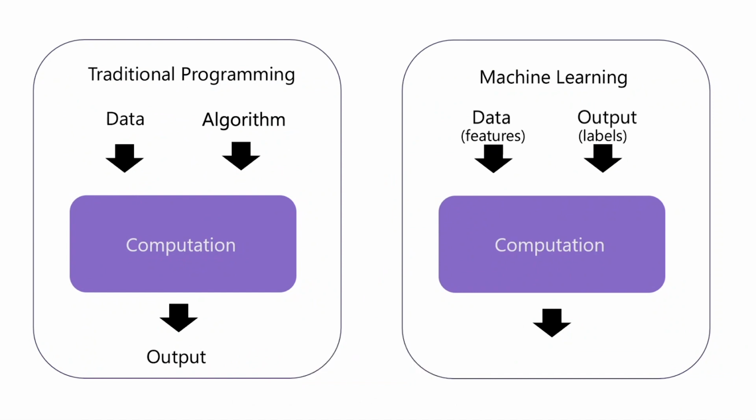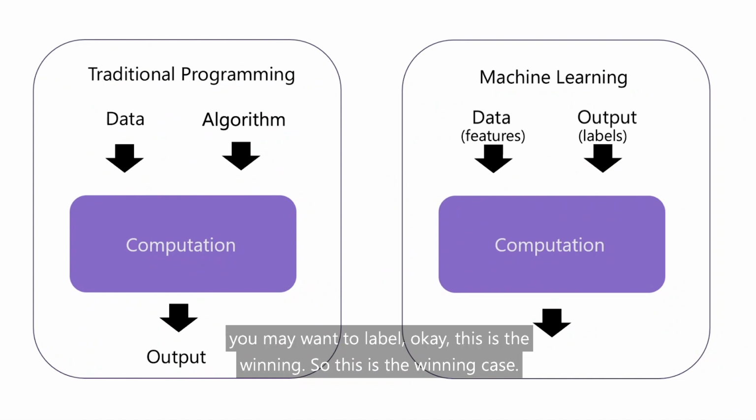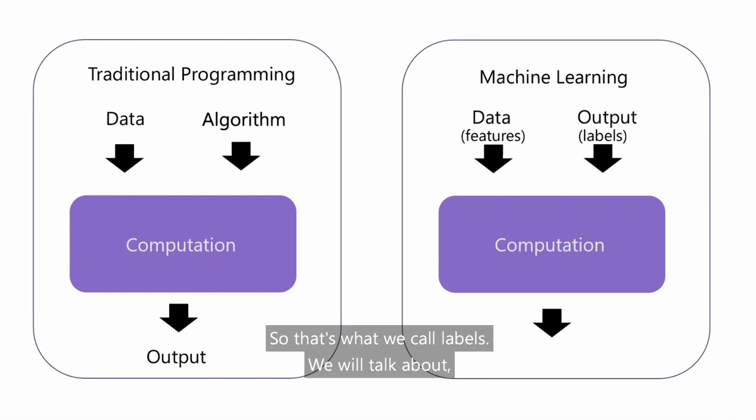So in machine learning, we call it labels. For example, in supervised machine learning, you may want to label, okay, this is the winning case. You have to determine what was the winning factor for me as an algorithm. So that's what we call labels.